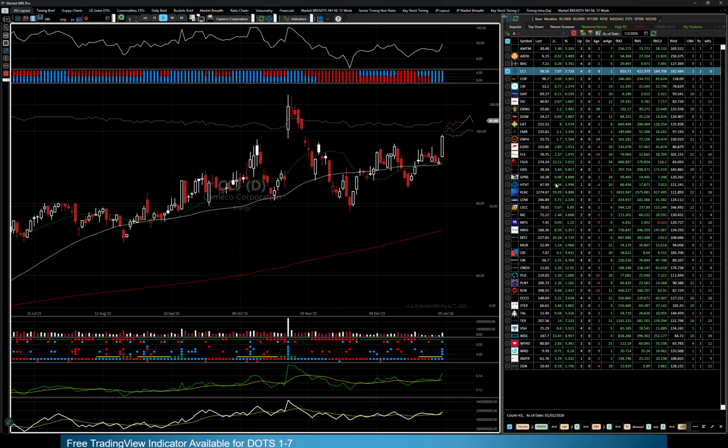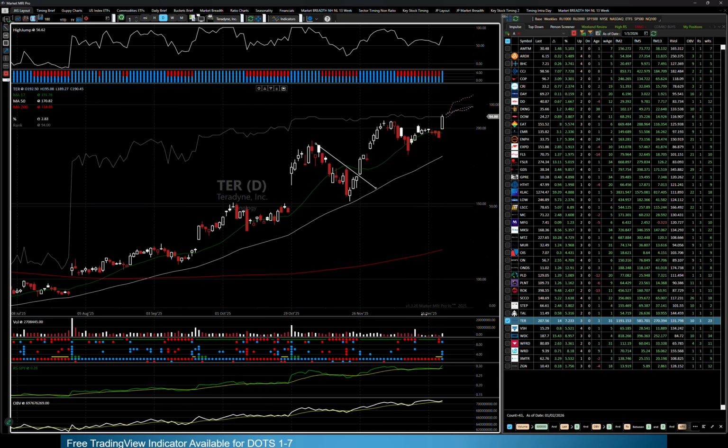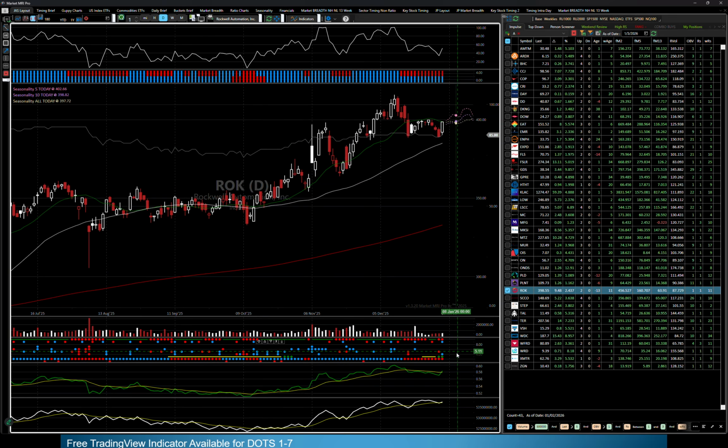Okay, all of these made the A trade. TER is another semiconductor. Squeeze, momentum in a breakout, relative strength and OBV look good. Not extended, weekly bongo's blue. ROK, Rockwell. Squeeze coming out, momentum, good relative strength and OBV.